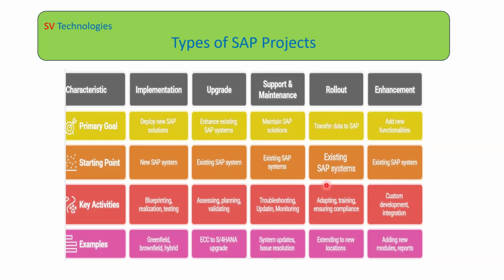Okay. So here you can see all the existing SAP system will be used. That means SAP has already been implemented for the other two plants, and the same SAP system will be extended to the new location. You can see here I have written extended to the new locations. This is called a rollout project.